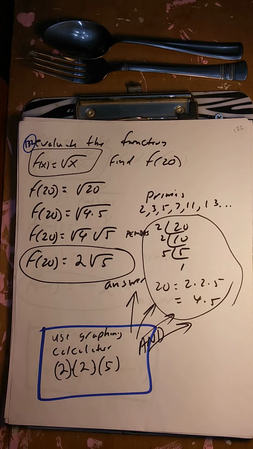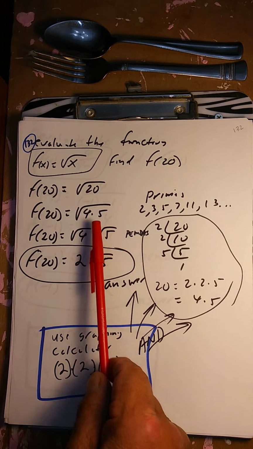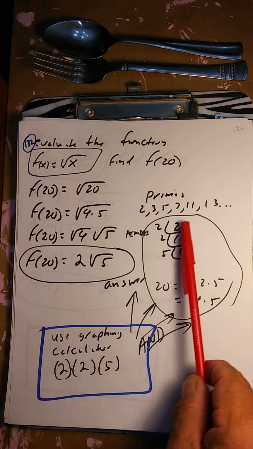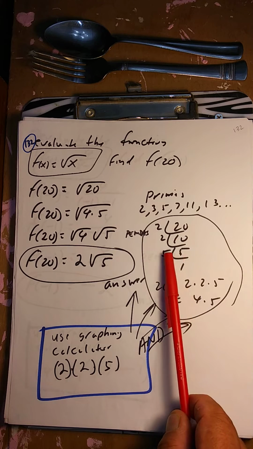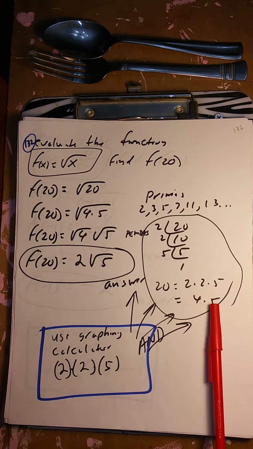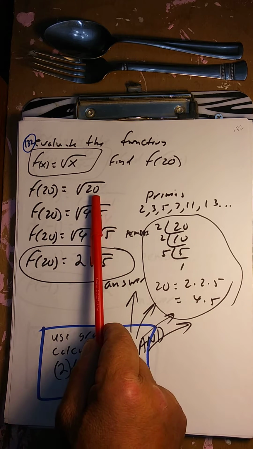Evaluate f of x equals square root of x. Okay, f of 20. Again, 20, I'm going to break it up. 2, 3, 5, 7, 11, 13, and so on. 2 divides 20, 10. 2 divides 10, 5. 5 divides that, 1. 20 is 2 times 2 times 5, and that's going to be 4 times 5. Replace it. 20 is 4 times 5.